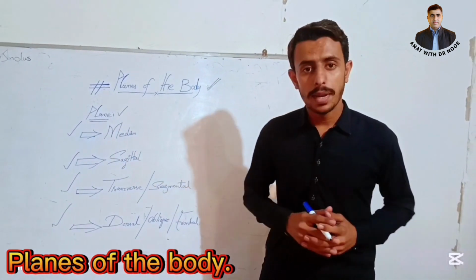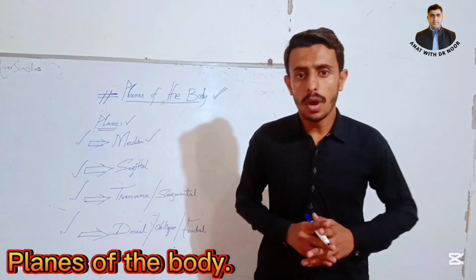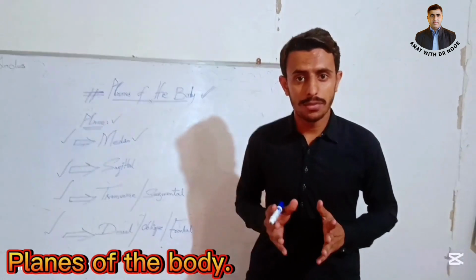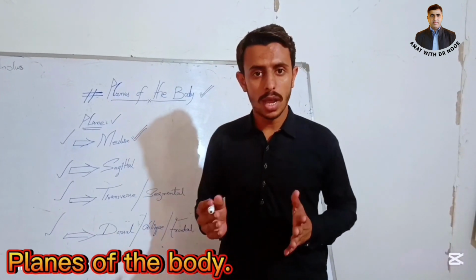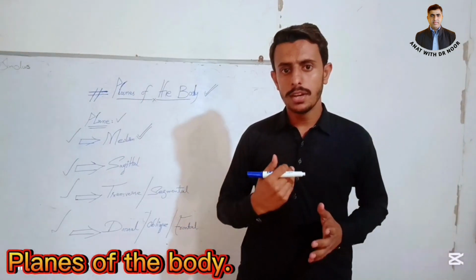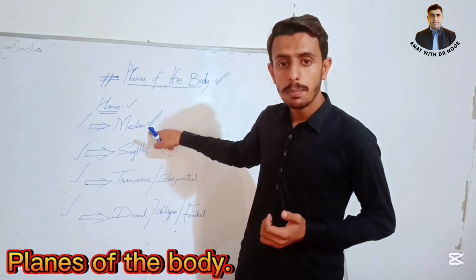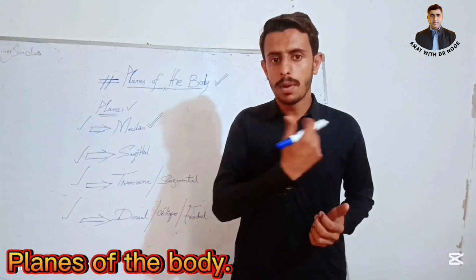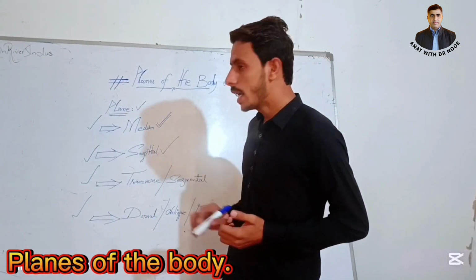Now, what is the median plane? The median plane divides the body into 2 equal halves. For example, if we cut a human body at this angle and it is divided into 2 equal halves, it is called a median plane, and each part contains equal organs. After that, the sagittal plane.